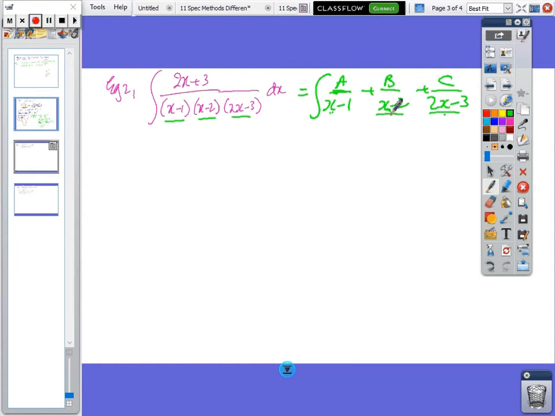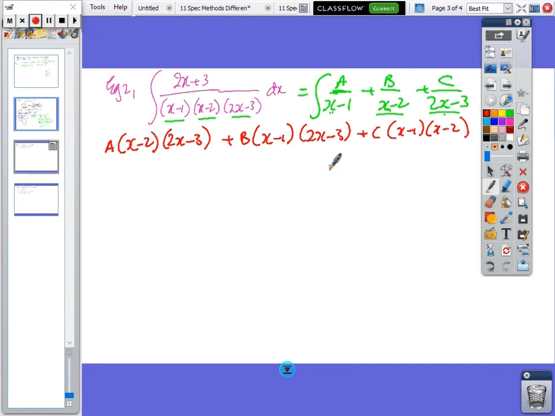So the bracket would actually, if you did the expansion, get quite complicated. So we start off with A(x−2)(2x−3) + B(x−1)(2x−3) + C(x−1)(x−2), and all those things multiply to 2x+3. But we're not going to expand out all these brackets and make it complicated. What we're going to do is try to kill off brackets.